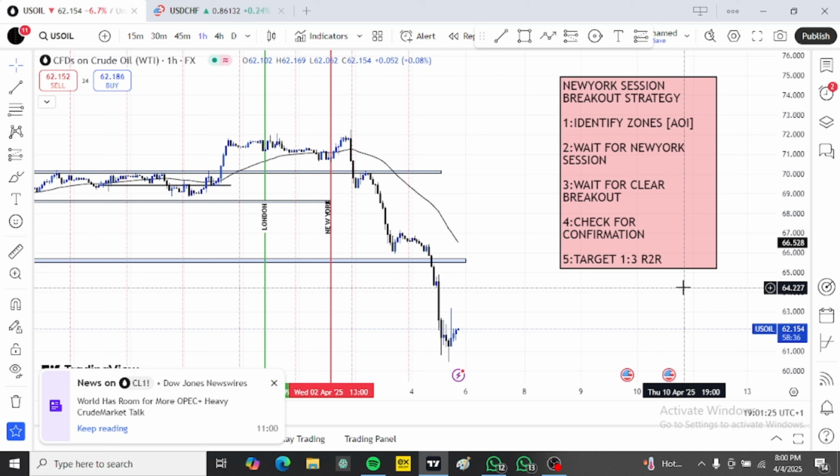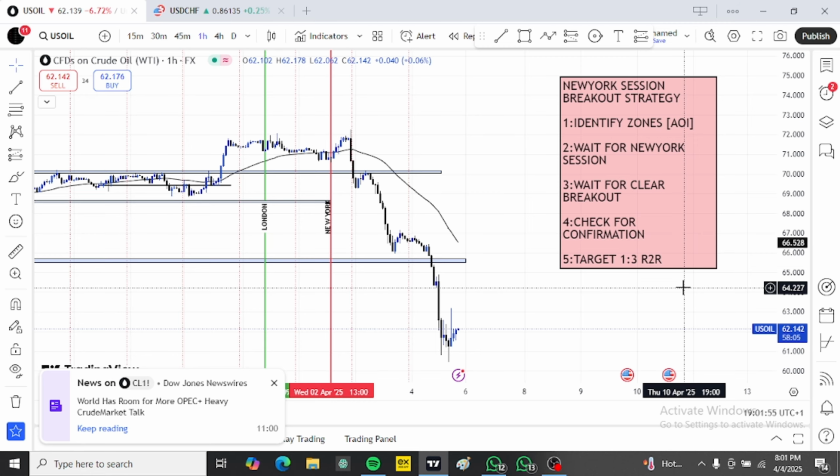Then in this New York session strategy, I usually target a 1 to 3 risk to reward. What I mean is that I'm risking a particular percentage to get 3 times of it. If I'm risking 1%, I'm expecting to get 3%. If I'm risking $20, I'm expecting to get $60. Or for 1 to 2 risk to reward, if I risk $20, I'm expecting to get $40. That's just the expansion of the risk to reward, if you don't understand it.